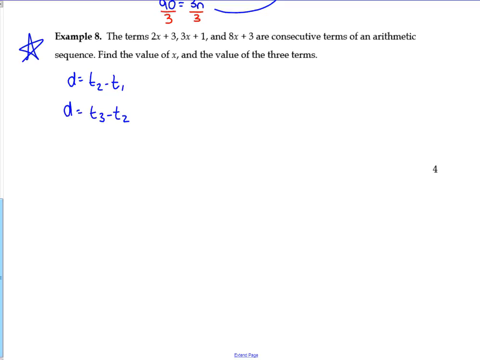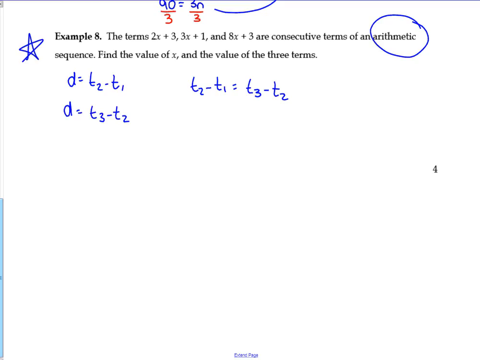We're going to relate them with their common differences. Okay? So term 2 minus term 1 is equal to term 3 minus term 2. That's how we're going to set them up, because that's equal to their common differences, and their common differences are the same. Why? Because they tell me it's arithmetic. So they have the same common difference.